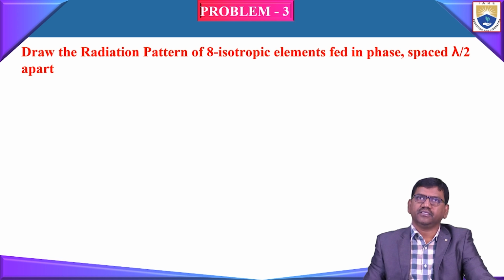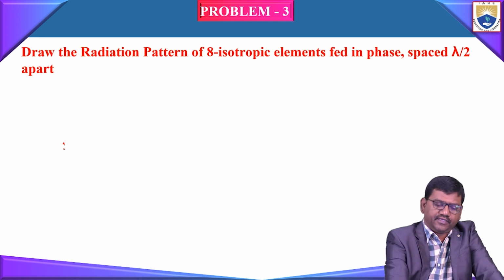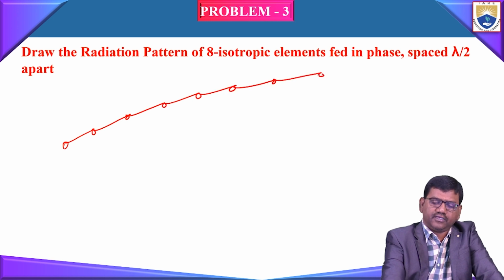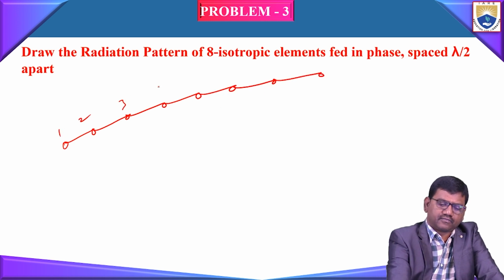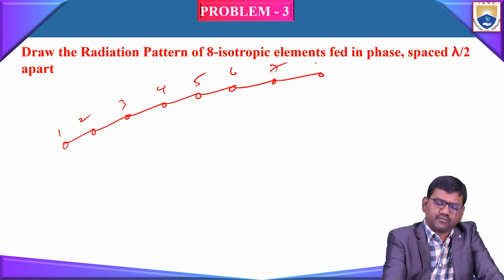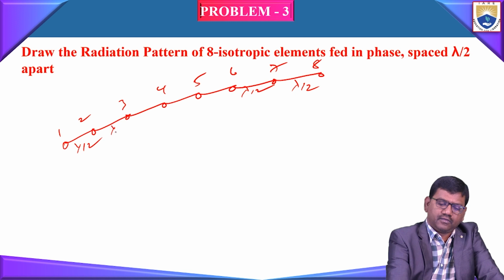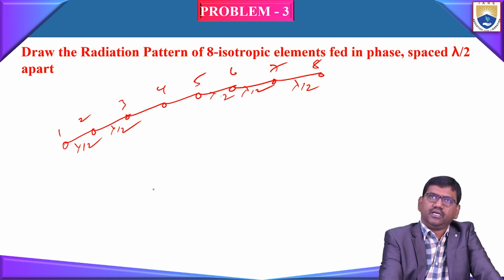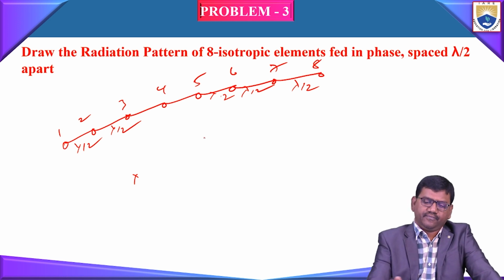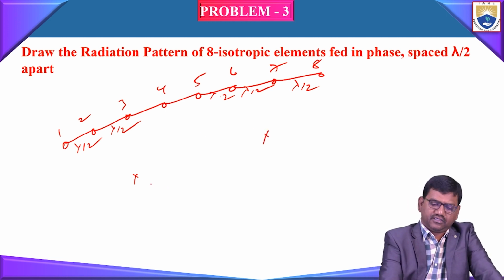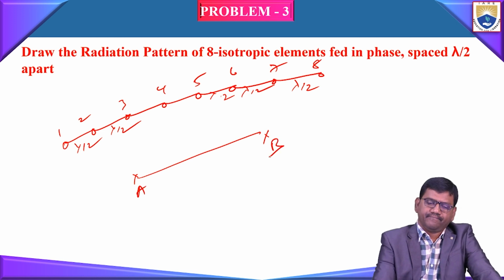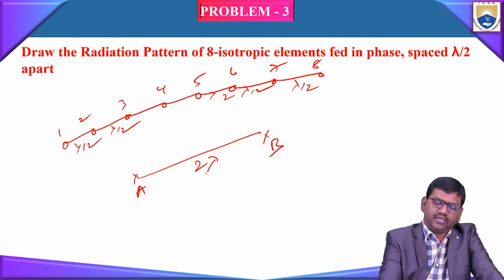So for 8 elements, the same technique applies. 1, 2, 3, 4, 5, 6, 7, 8. All are separated by lambda by 2. Let us combine these 4 elements, 1, 2, 3, 4, as 1 unit, and 5, 6, 7, 8 as 1 unit. Join these two. This is A and this is B. So the total length is 2 lambda here.